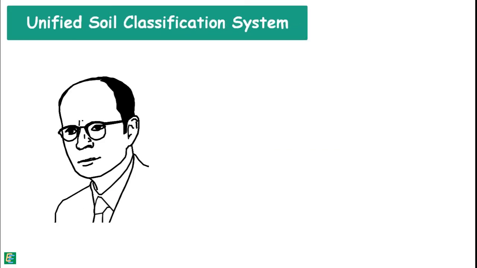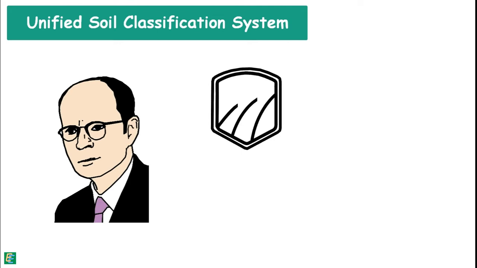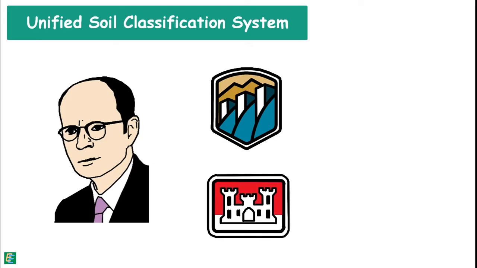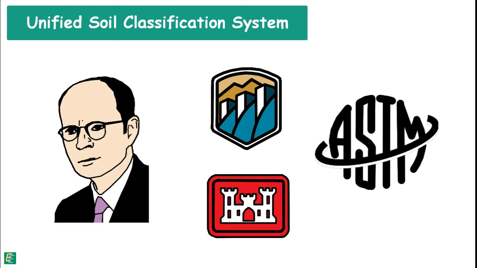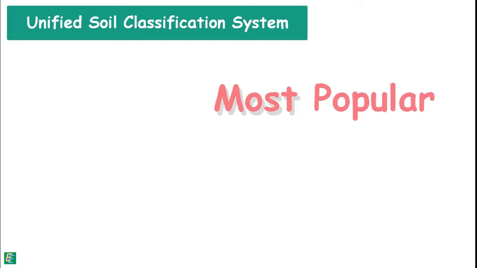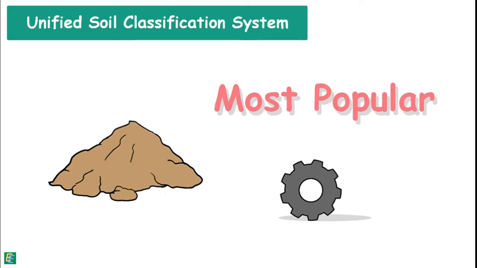Then comes the Unified Soil Classification System. It was first developed by Casagrande, and later it was modified by the Bureau of Reclamation and the Corps of Engineers of the USA. This system has also been adopted by the American Society for Testing and Materials, ASTM. It is the most popular system for use in all types of engineering problems involving soil.